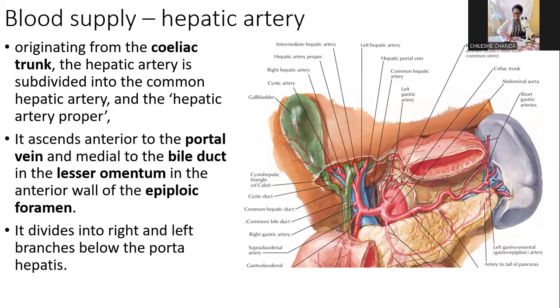Okay, so we are saying that the hepatic artery originates from the celiac trunk. It is subdivided into the common hepatic artery and the hepatic artery proper, and then it ascends anterior to the portal vein and medial to the bile duct, in the lesser omentum. And then it divides into the left and right branches in the porta hepatis. That is how the liver gets its oxygen and some of the nutrients.